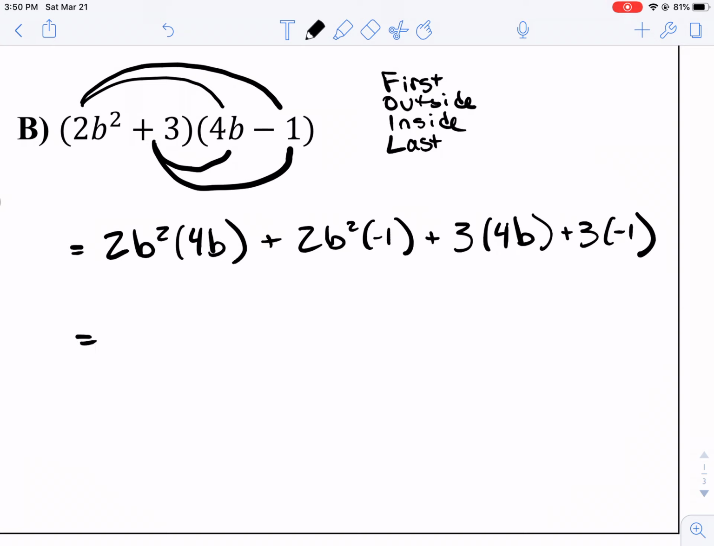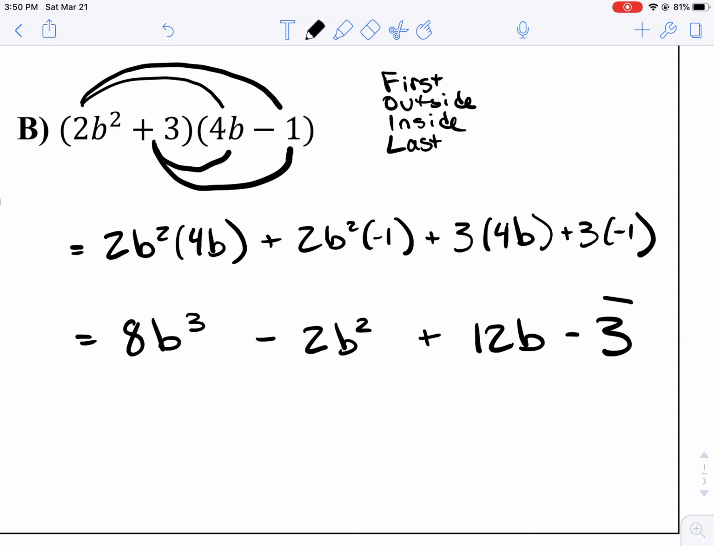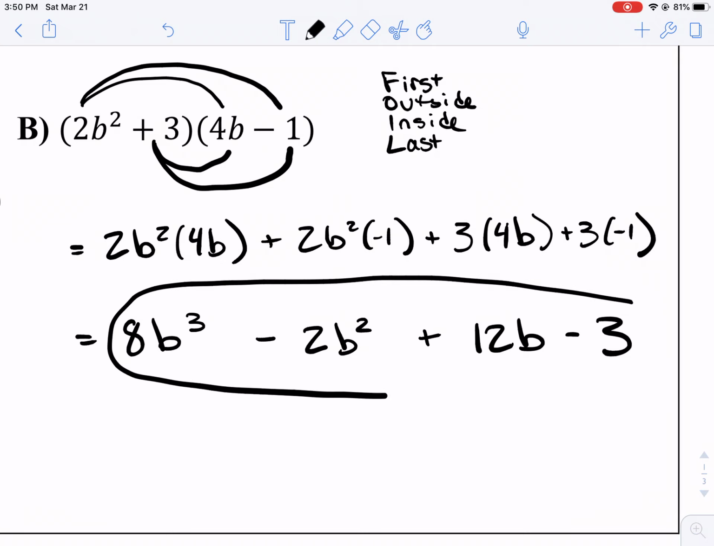So all in all, that gives us 8b cubed minus 2b squared plus 12b minus 3. There are no like terms here, so we leave it as is.